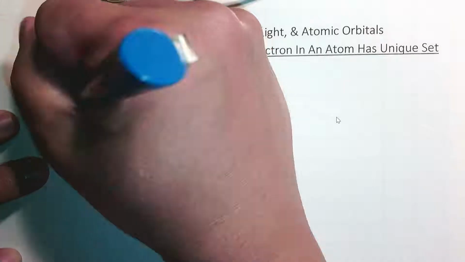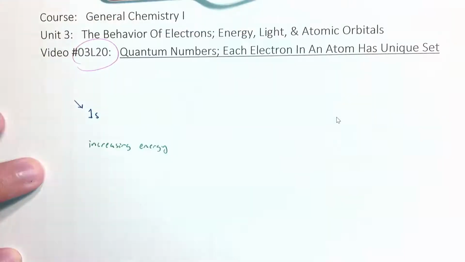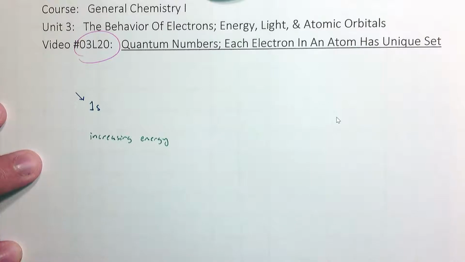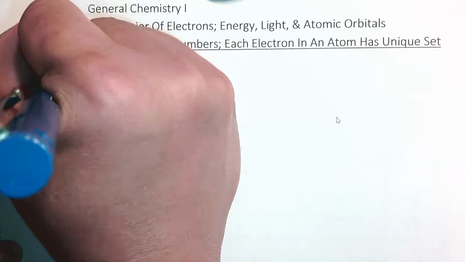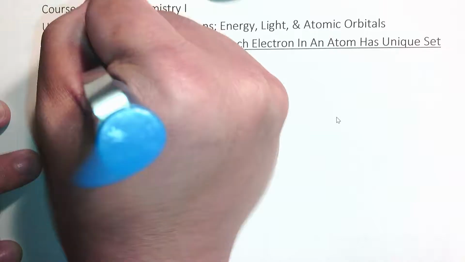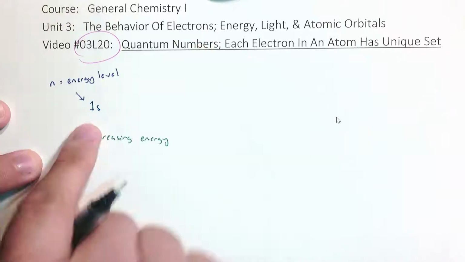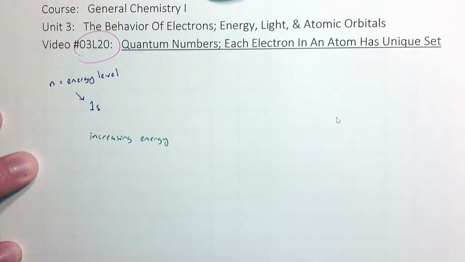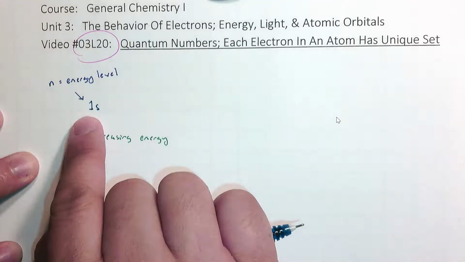Remember, the 1 here stands for what? The energy level, or the n value. The n equals energy level. Later on, we're going to know this also as the shell, but let's not worry about that. That's the first atomic orbital.